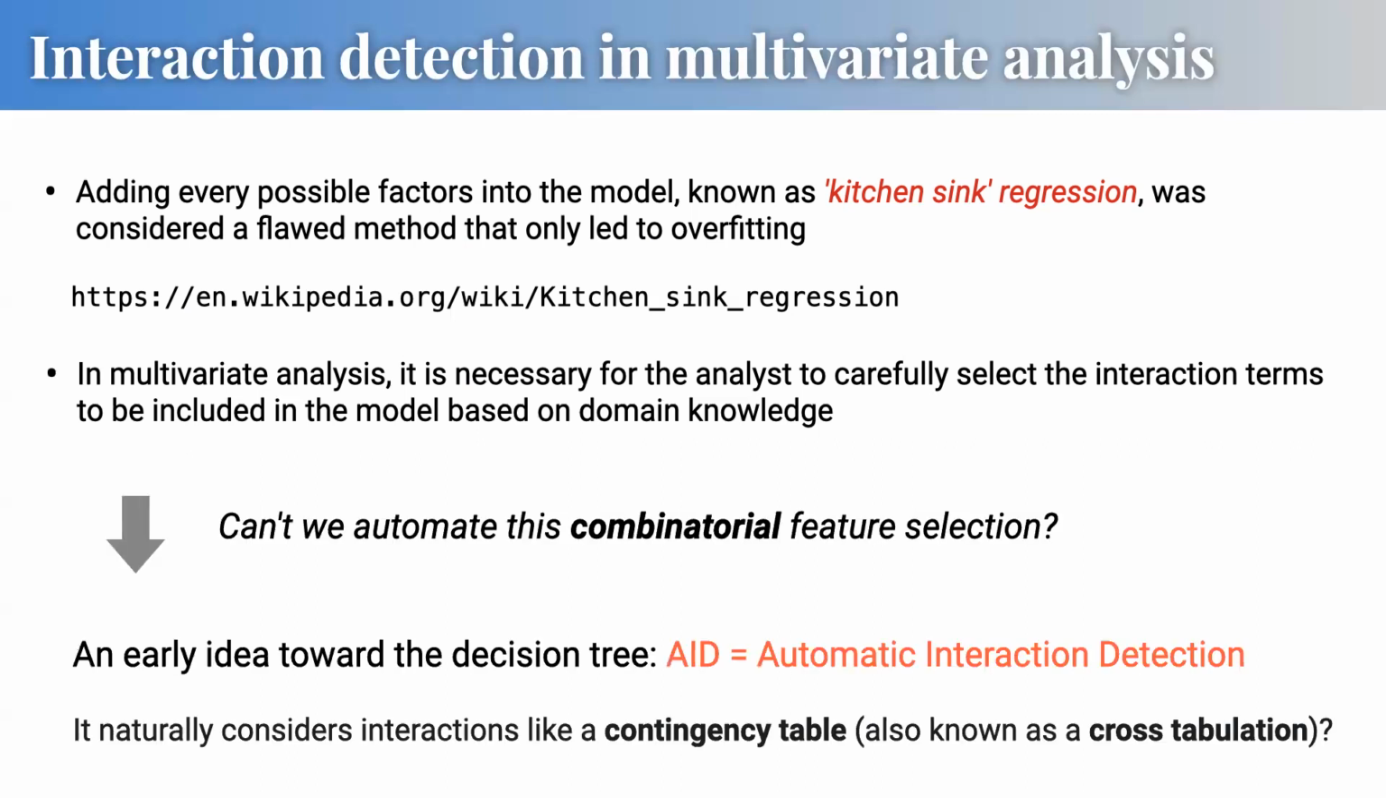So people might think: can we automate this combinatorial feature selection? This is exactly what AID has as its goal. This is AID's main purpose, automatic interaction detection: which variables have interaction?